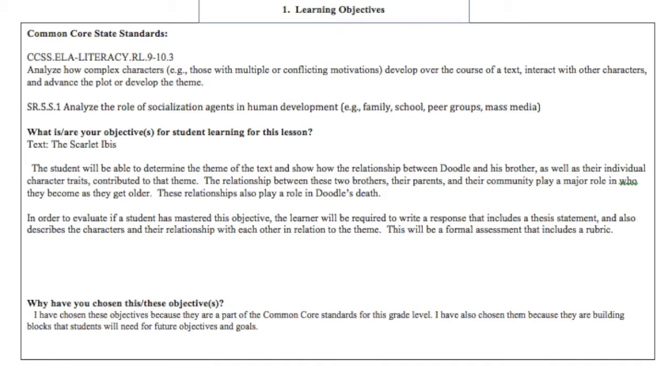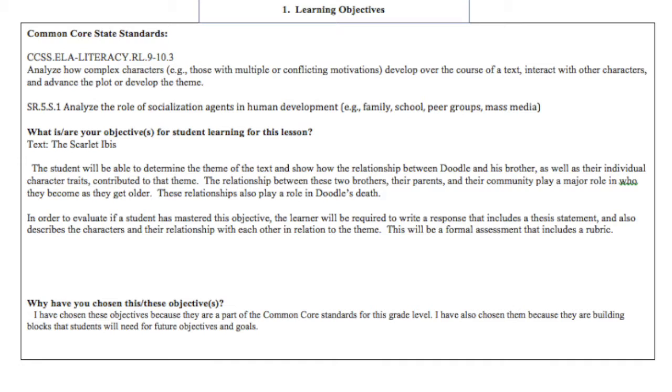I have chosen two standards to base this lesson around. The first one is a literacy standard: the student will analyze how complex characters, those with multiple or conflicting motivations, develop over the course of a text, interact with other characters, and advance the plot or develop the theme. The second one comes from under the history heading, specifically sociology: the student will analyze the role of socialization agents in human development: family, school, peer groups, and mass media.